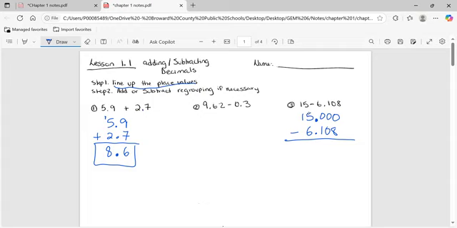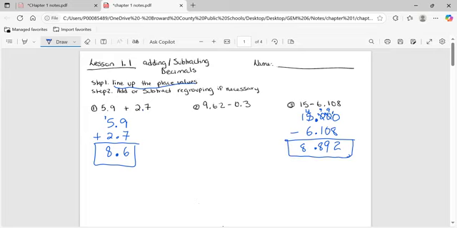So now I'm going to regroup. I'm going to borrow from the 5. That's 4. Makes that 10. I borrow 1. That's 9. Makes that 10. I'm going to borrow 1. That's 9. Makes this 10. So 10 minus 8 is going to give me 2. 9 minus 0 is going to give me 9. 9 minus 1 is going to give me 8. And then 14 minus 6 is going to give me 8. So my answer is 8.892.